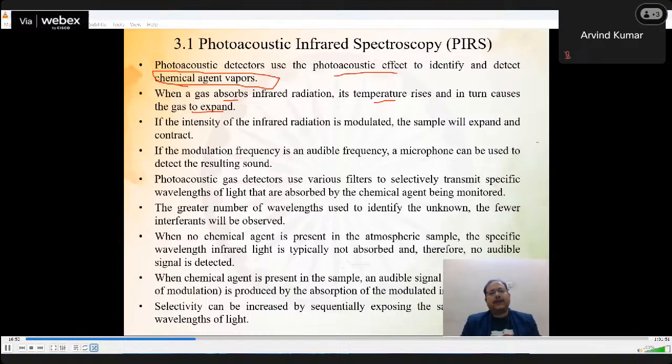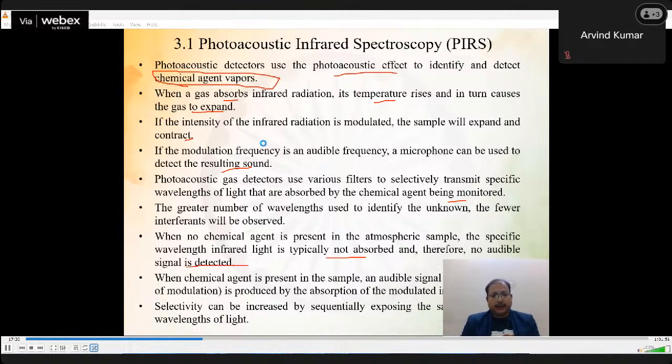If the intensity of the infrared radiation is modulated, the sample will expand and contract. This is the basic mechanism. If the modulation frequency is an audible frequency, a microphone can be used to detect the resulting sound. Photoacoustic gas detectors use various filters to selectively transmit specific wavelengths of light that are absorbed by the chemical agent being monitored. The greater the number of wavelengths used to identify the unknown, the fewer interferences will be observed. When no chemical agent is present in the atmospheric sample, the specific wavelength of infrared light is typically not absorbed, and therefore no audible signal is detected.